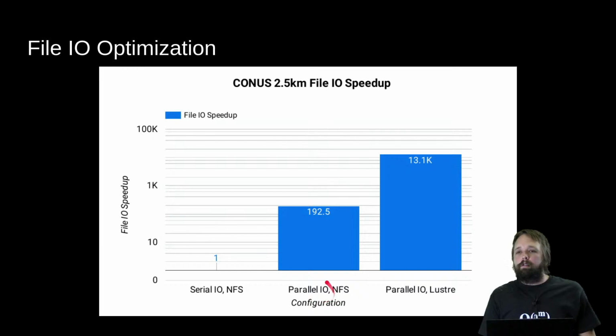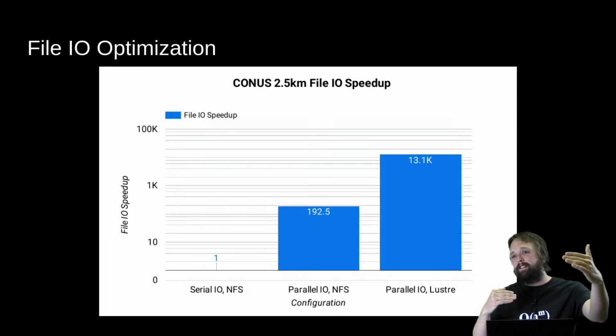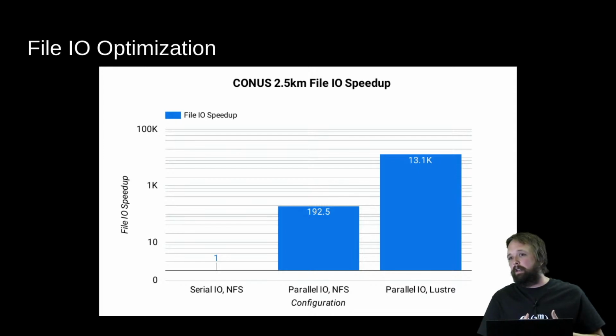But if I parallelize the I/O by changing the I/O form in WRF, if I'm running at 960 ranks for the CONUS 2.5 benchmark, which is what we're showing here, I get about a factor of 192 better performance here. So the amount of time spent in file I/O drops by a factor of 192. Now, if I'm running at 960 ranks, asynchronous file I/O is embarrassingly parallel, and I'm only getting 192x out of this. I've got some more work to do to get performance out of this.